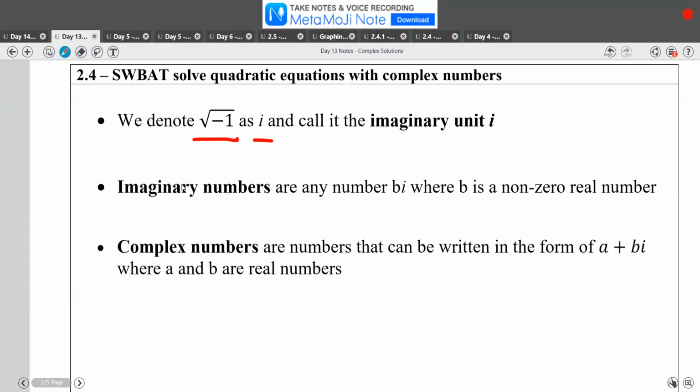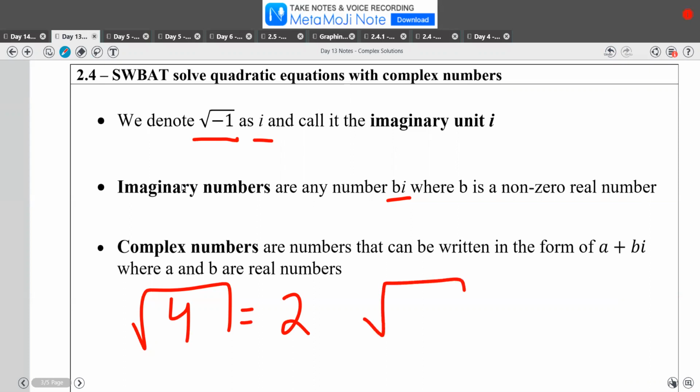So basically, imaginary numbers are in the form of bi, where b is just a non-real number. Let me give you an example. Let's say I want to take the square root of 4. Well, I know that the square root of 4 is 2. How do I know that it's 2? Because if I multiply 2 by itself, it gets me 4, right?